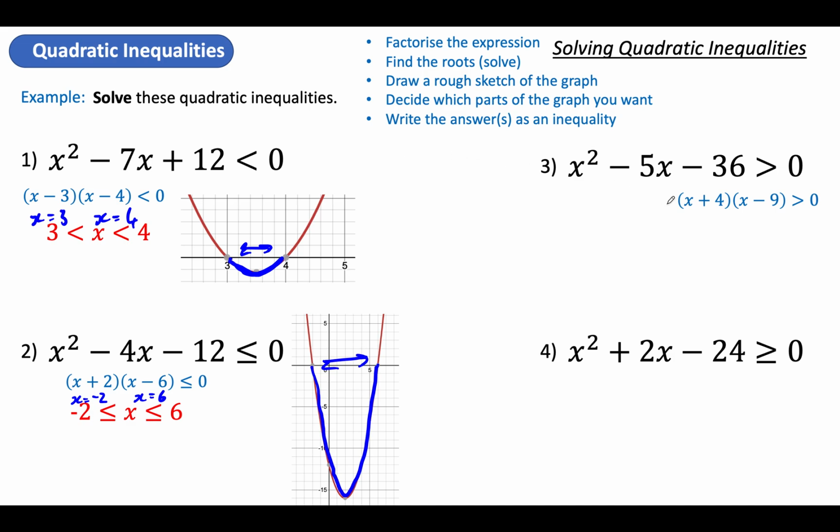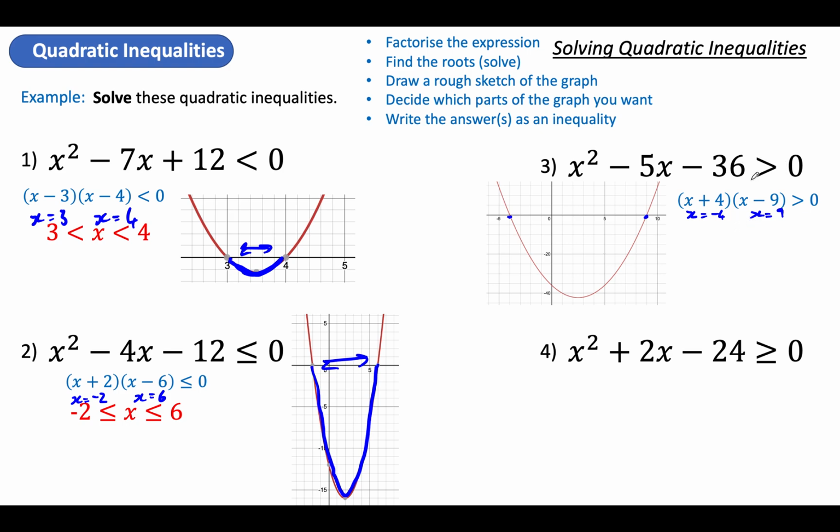When you factorise, you get x plus 4 and x minus 9. Either way round, of course. And the roots of your equation will be x equals negative 4 and x equals positive 9. So when you sketch your graph, it goes between those points. So there's the negative 4. There's the positive 9. Now, decide which bit of the graph you want.